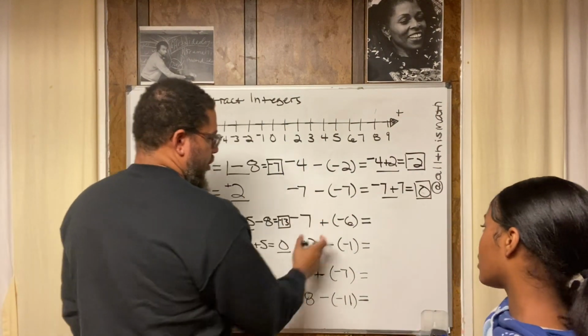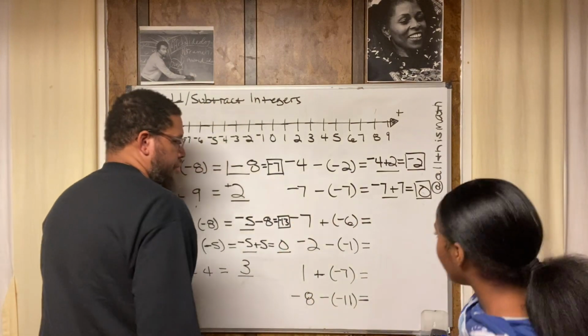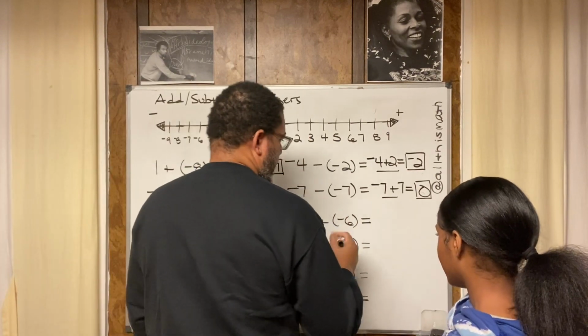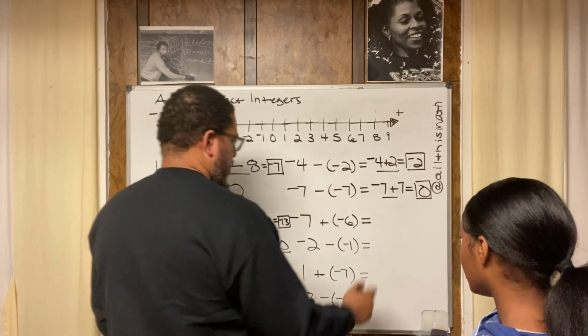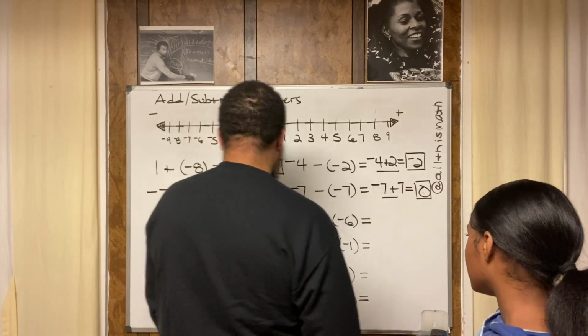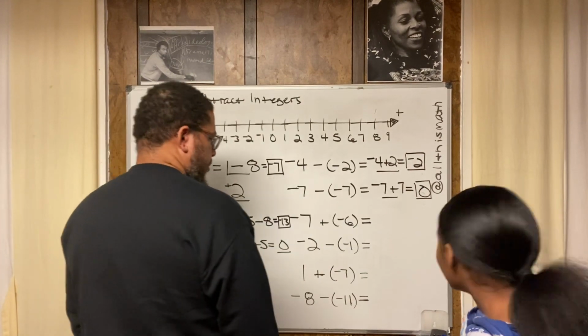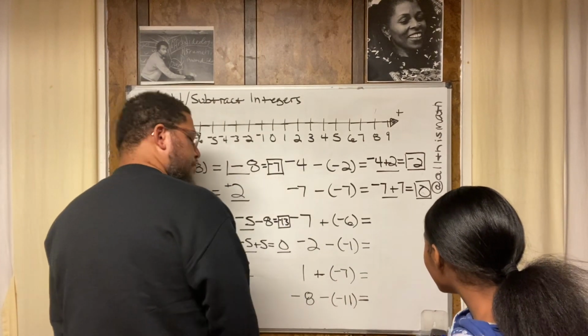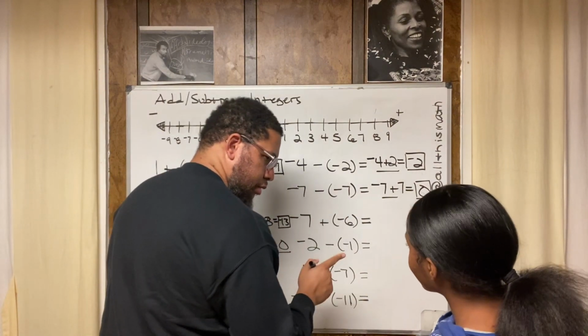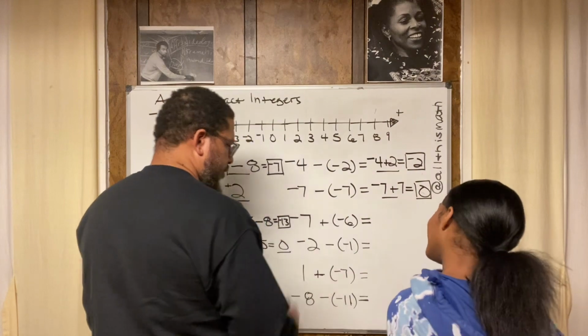Next problem. -7 plus -6. How can I rewrite this? Plus a negative. How can I rewrite it? -7 minus -6. Why are you going to turn it into a double negative? You just said minus -6. Did you hear yourself? Try again.